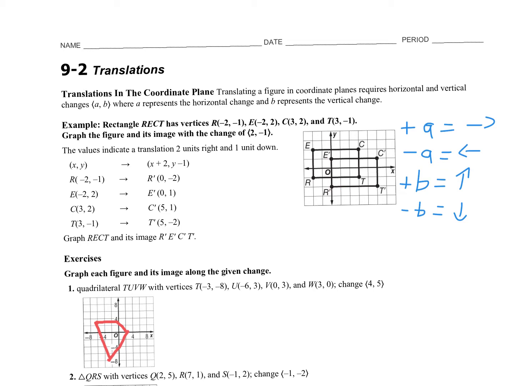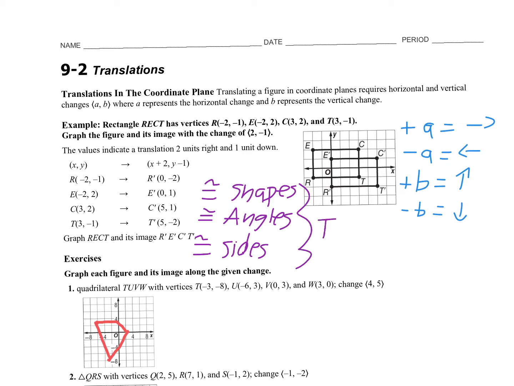Now, some important things to note about this. Just like we saw in reflections, we're going to have congruent shapes because the shape itself doesn't change, merely its position changes. Because the shapes are congruent, we're also going to have congruent angles and congruent sides between the two shapes. So more isometry.